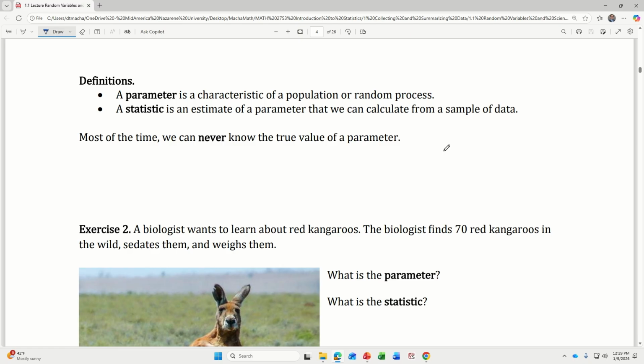So the reason we care about statistics is because a statistic is something we can calculate, and it allows us to estimate the parameter. So if you're a biologist and you want to learn about red kangaroos, you might find 70, that's a pretty good number, find 70 red kangaroos in the wild, sedate them, and then weigh them.